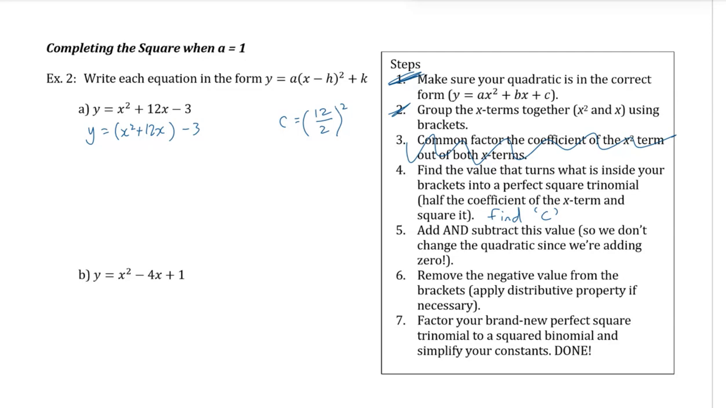So 12 divided by 2 is 6. In fact, we already did this one. 6 squared is 36. Fantastic. Great job. Find C.